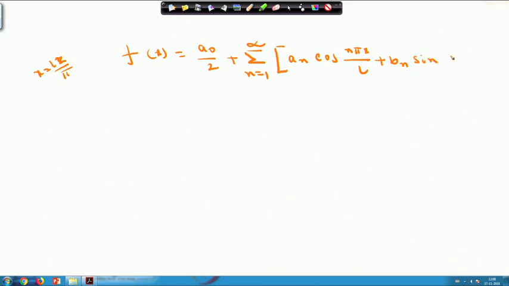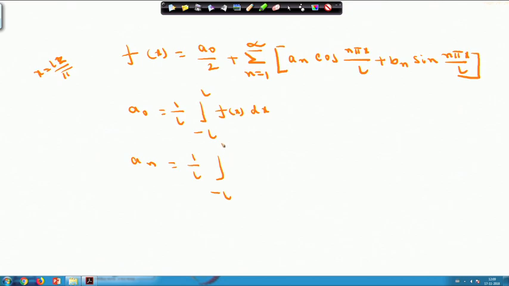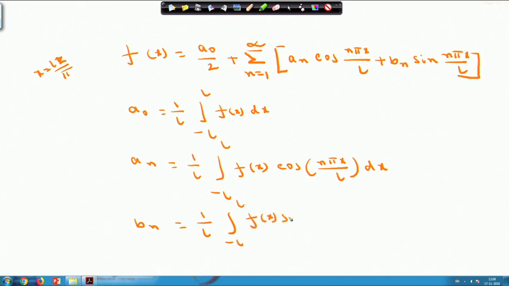sin of n pi x by L, where a naught will be equal to 1 by L. Now, the limit will be changing; it will be again from minus L to L f(x) dx. a n equals 1 by L integral from minus L to L f(x) into cos of n pi x by L dx, and b n will be equal to 1 by L integral from minus L to L f(x) into sin of n pi x by L.